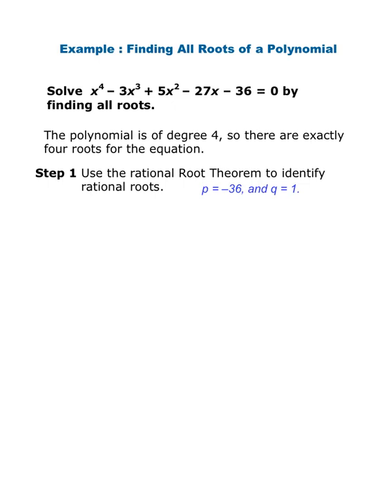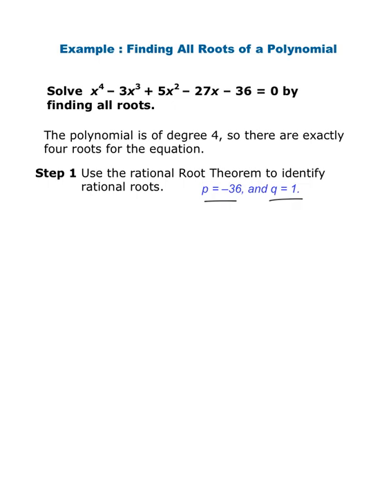On this part of the video, we are going to find all zeros of a polynomial. So if I'm given an example here, I'm told to solve by finding all the roots. You can see the polynomial is of degree 4, so I know there are exactly 4 roots of the equation. Then I'm going to use the rational root theorem to identify the rational roots. So my step 1 is to identify the P and Q, and I have them there.